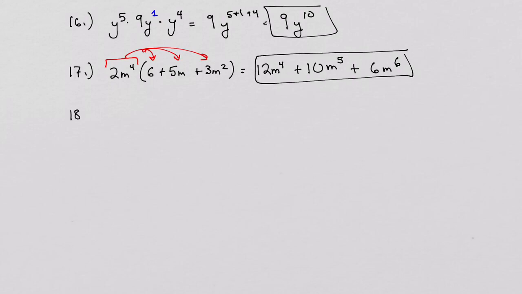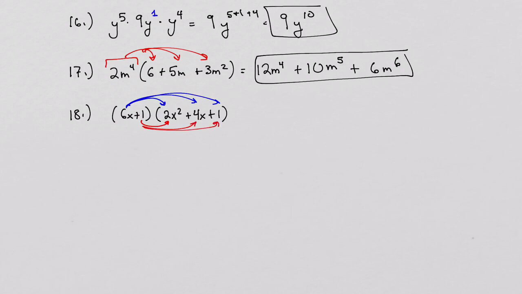18. We've got 6x plus 1 times 2x squared plus 4x plus 1. So like in 17 we had a monomial, 2m to the fourth, being distributed in. Here we've got a binomial, so we've got two terms that need to be distributed in, so we have to do our foiling technique. We're going to take the 6x and distribute it into all three pieces of the second term, and then we're going to take the 1 and distribute it also into all three pieces.